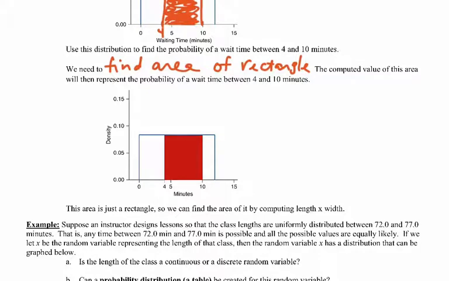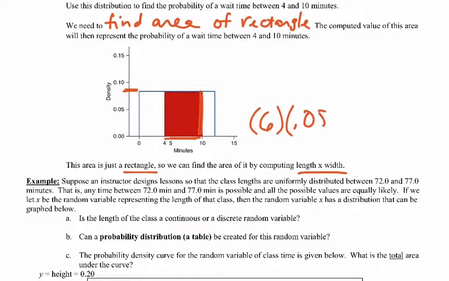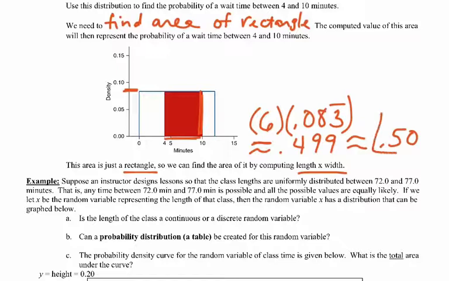To get the area, because it's a rectangle, and we do know the formula for the area of a rectangle, it's not a weird shape like we had in the last example, we're going to compute the length times the width. The length this way would be 6 minutes, just 10 minus 4. And then the width, or the height if you like, would be the number we had up here. It doesn't show it on this graph, but from the previous graph we know it was 0.0833, 33 repeating, so I'm going to put that in my calculator. I get approximately 0.499 something repeating. So again, about a 50% chance we're going to be waiting between 4 and 10 minutes.